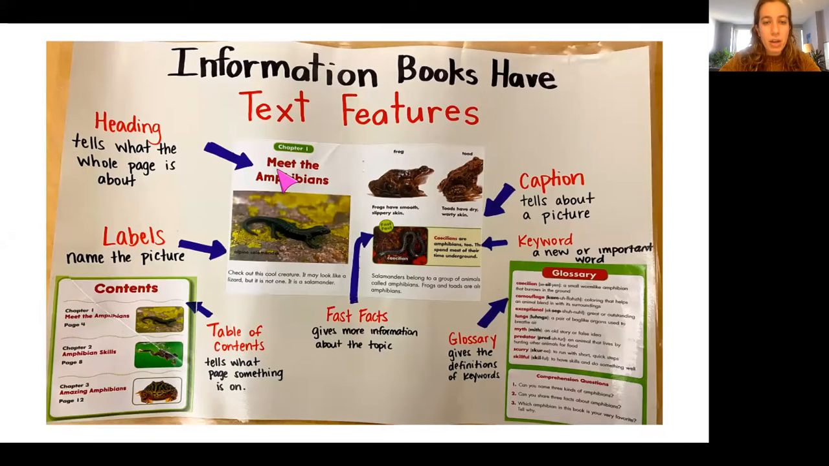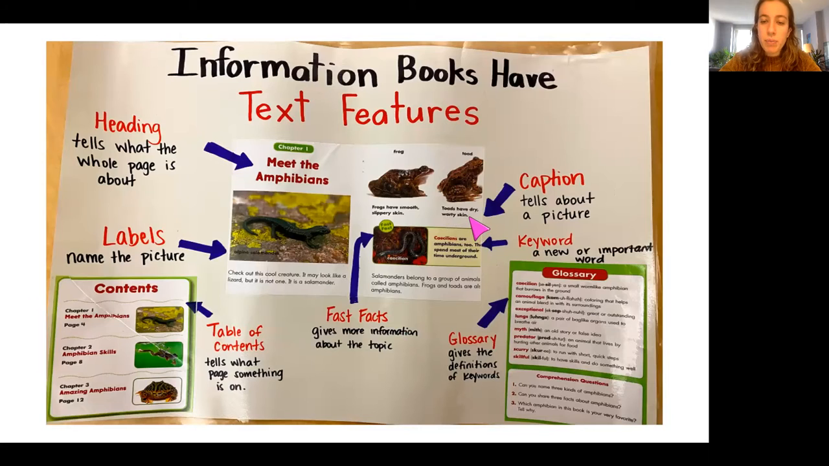This could be a heading, which is over here, where it says Meet the Amphibians. And the heading tells what the whole page is about. Your book might have labels, which name the picture. Your book could have a table of contents, which tells what page something is on. It could give you fast facts or more information about a topic. Your information book could have a caption, which is this part over here that tells about the picture.